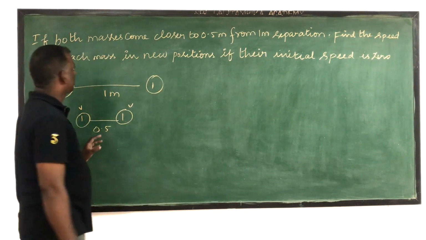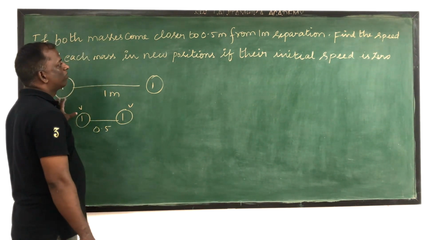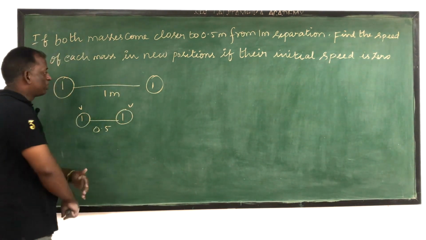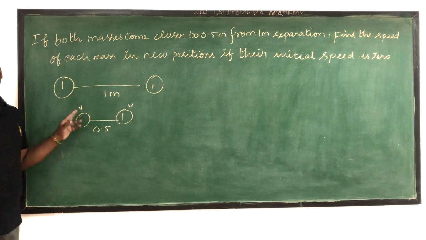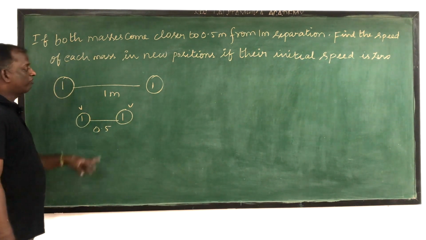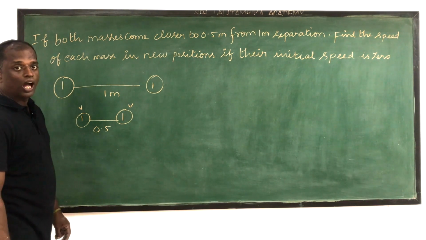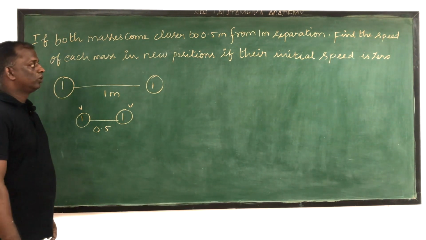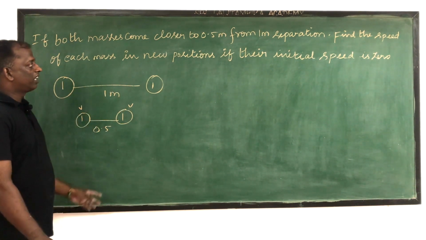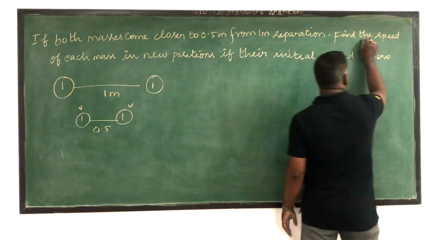In the next question, if both the masses come close to 0.5, initially from a separation of 1 meter. So initially there are two masses, and their separation is 1 meter. Now both masses come closer, to 0.5 meter. Find their speed. The initial speed is given as 0. What they are asking us to find is the speed.